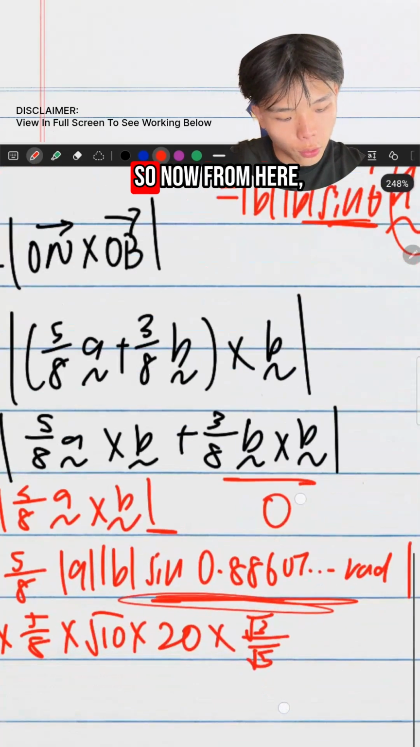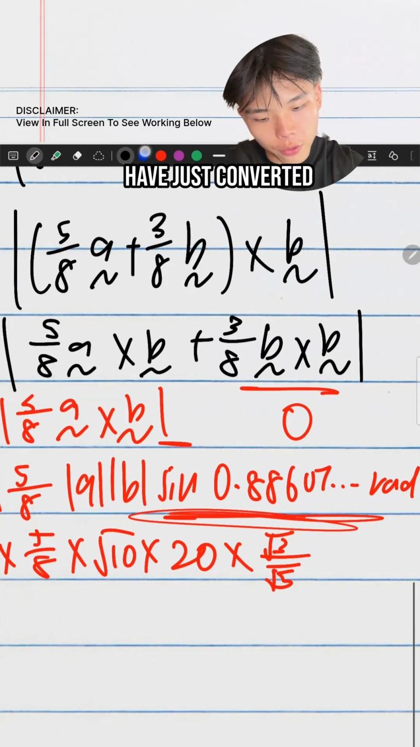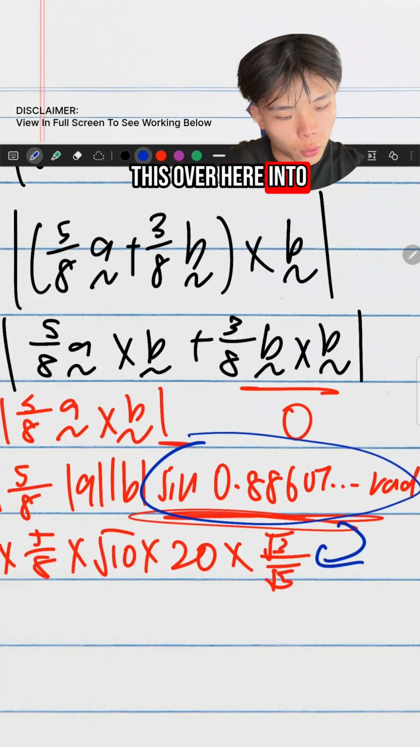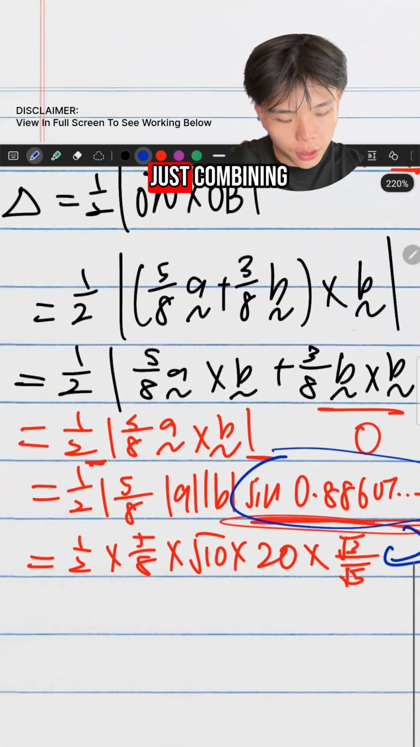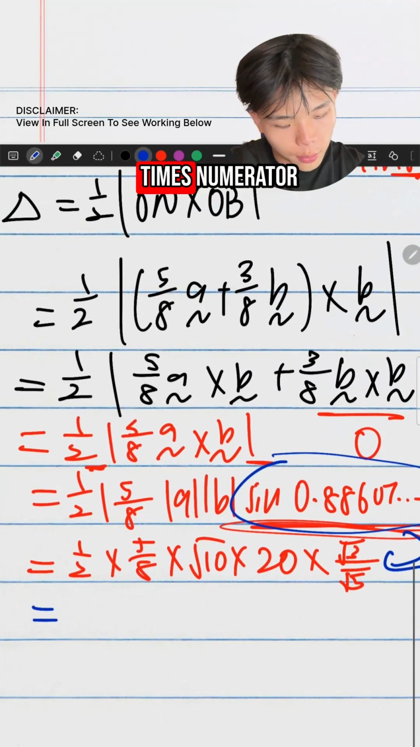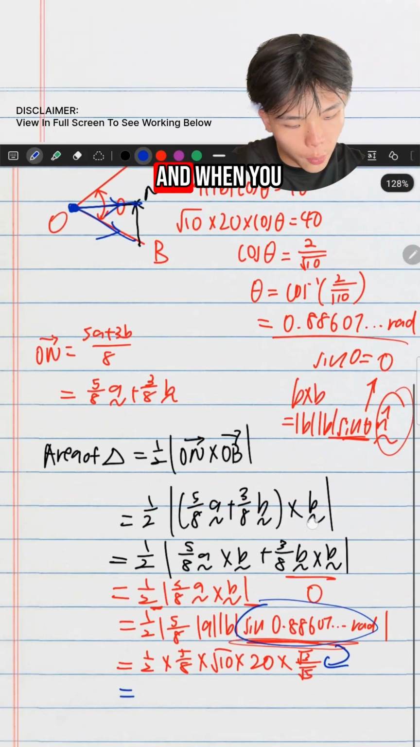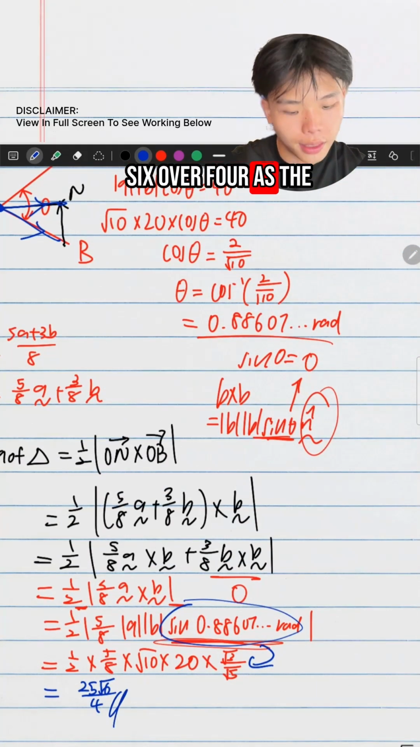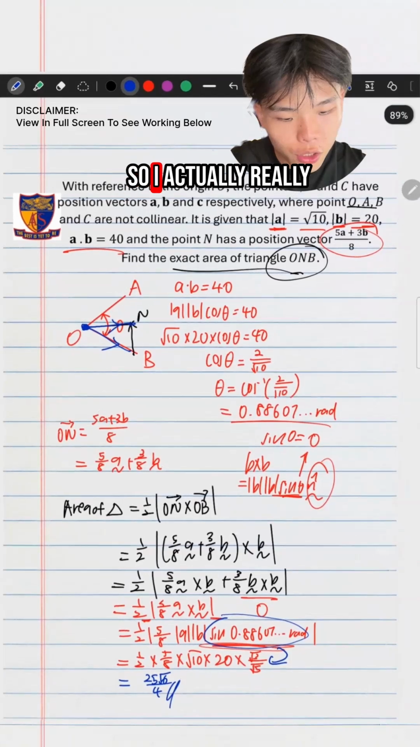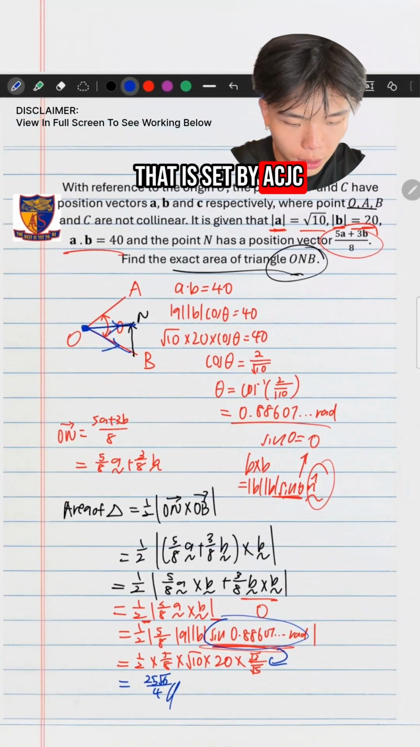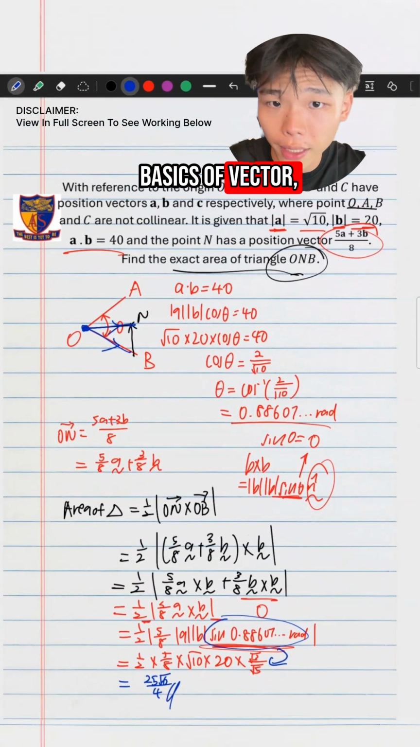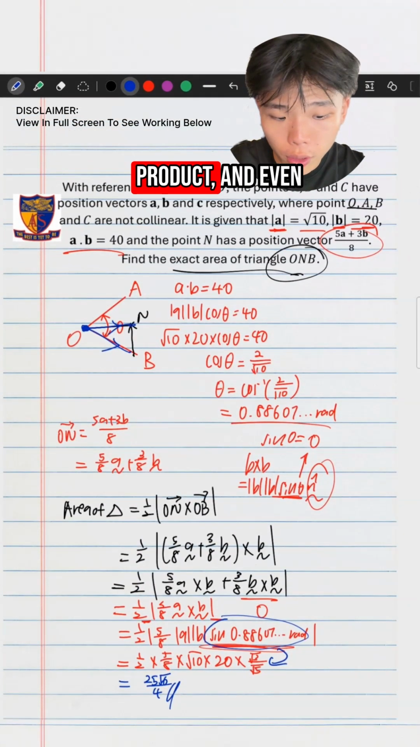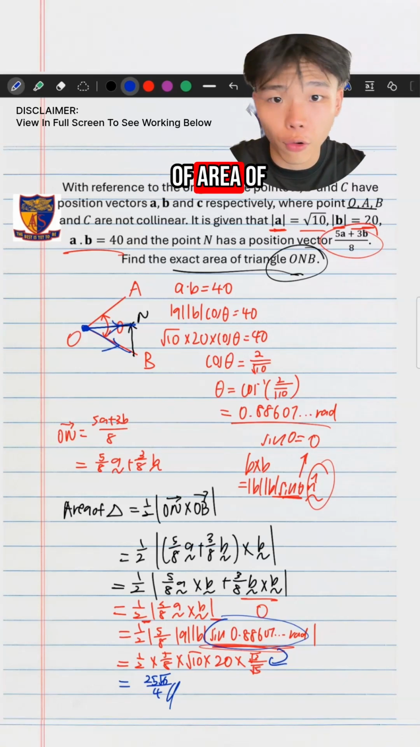So now from here, what we have just done is that we have just converted this over here into this, and from this point onwards, it's just simply combining everything, right? So numerator times numerator, denominator times denominator, and when you do this whole multiplication, you end up with 25 root 6 over 4 as the final answer to this question over here. So I actually really like this question that is set by ACJC because it really tests you on your basics of vectors, such as your cross product, your dot product, and even your understanding of area of triangle, right?